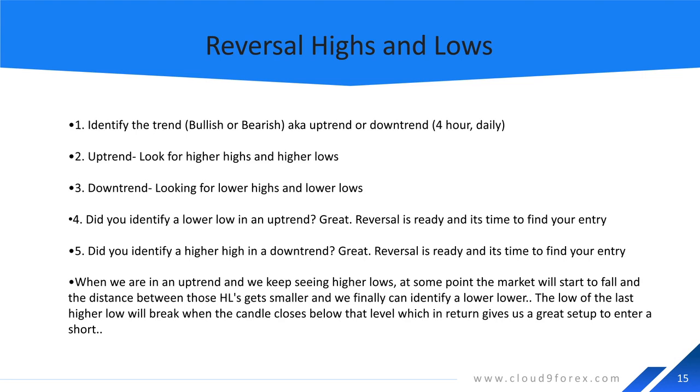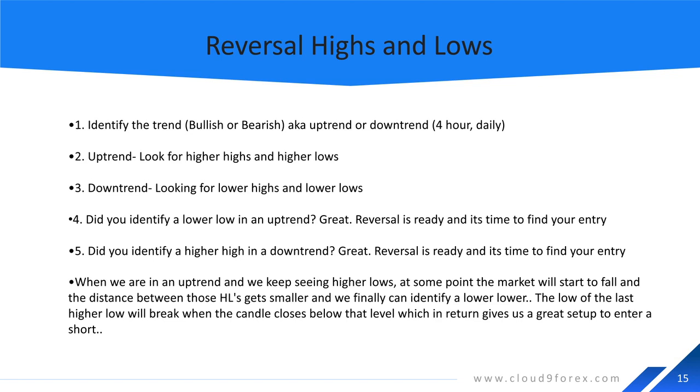So reversal highs and lows. Identify the trend, bullish or bearish, aka uptrend or downtrend. Uptrend is higher highs and higher lows. Downtrend, lower highs, lower lows. Did you identify a lower low in an uptrend? Great. Reversal is ready and it's time to find your entry. Did you identify a higher high in a downtrend? Great. Reversal is ready and it's time to find your entry.